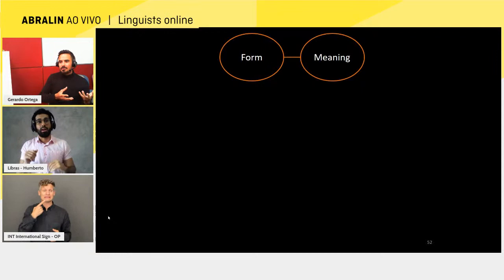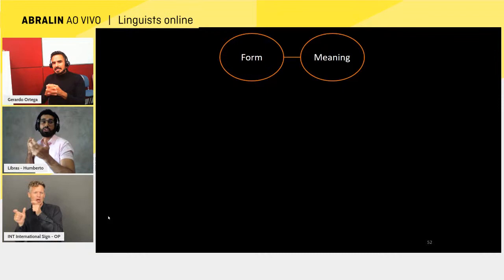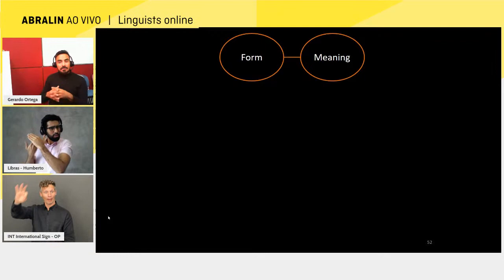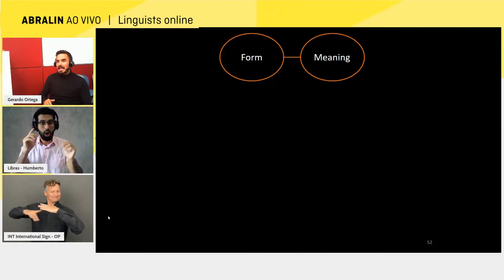But actually, another thing that is really important is that our participants are not really blank slates, because they have some knowledge that actually helps them access the meaning of signs, even though they have never been exposed to a sign language. And that's because they can rely on signs and gestures.